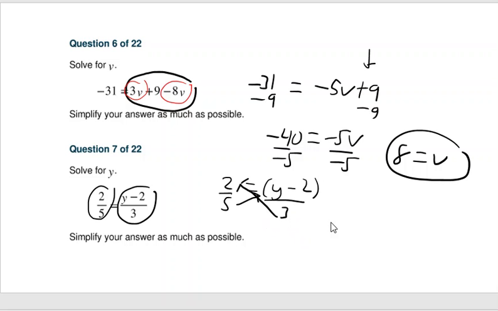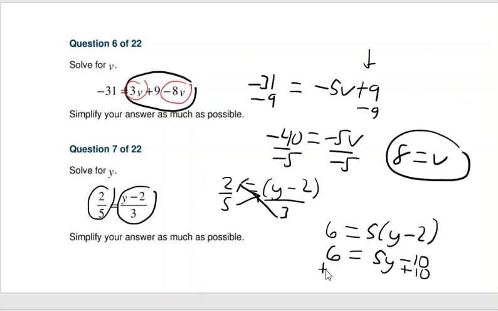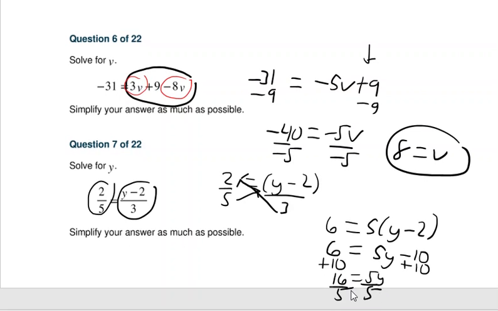So 3 times 2 is 6. 5 times y minus 2 becomes 5y minus 10. And then from there, we can solve this two-step equation by adding 10 to both sides. So 16 equals 5 times y, and then dividing by 5. So 16 divided by 5 equals y. That would be our solution.